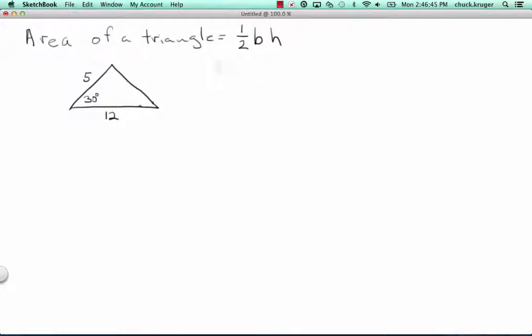And so if we take a look at this, we have 1/2. This right here is our base. So I have times 12 times our height. And our height is always generated from the base, and it goes to the vertex that's opposite the base, and it forms a 90-degree angle. So a lot of times we write the height in this fashion with a dotted line. And I don't have that, so I'm going to call this h.